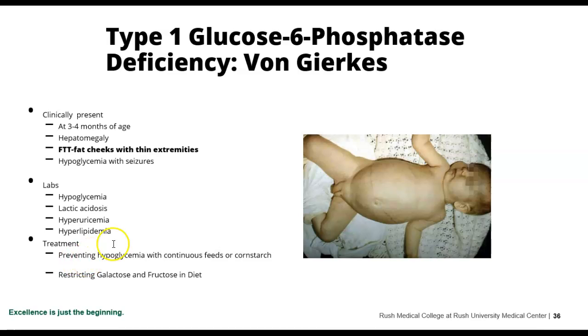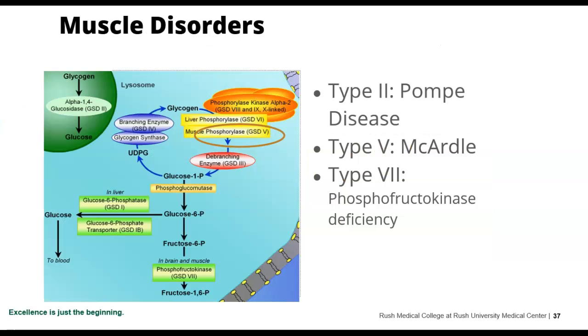can. And the treatment is to prevent hypoglycemia with continuous cornstarch, an easily accessible carbohydrate, and restrict lactose and fructose from the diet, because those can be put into glycogen. So we do everything we can.